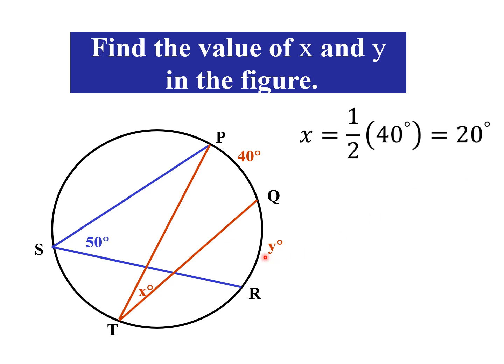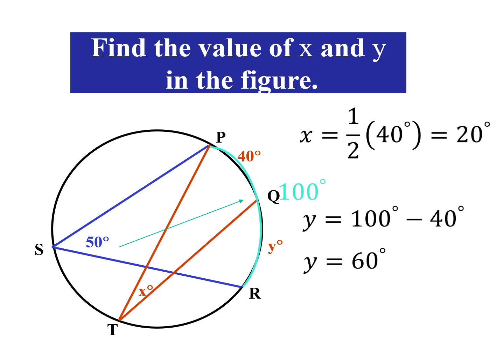For y, first we are going to analyze the intercepted arc. Since the inscribed angle is 50 degrees, the intercepted arc PR is equal to 100 degrees. So times 2. And then the whole of this one is 100 degrees already. So we are going to subtract 40 from 100 degrees. So y equals 100 degrees minus 40. It is equal to 60 degrees.